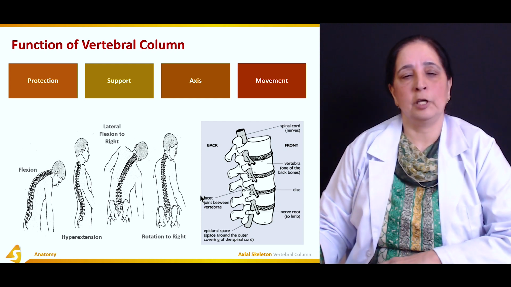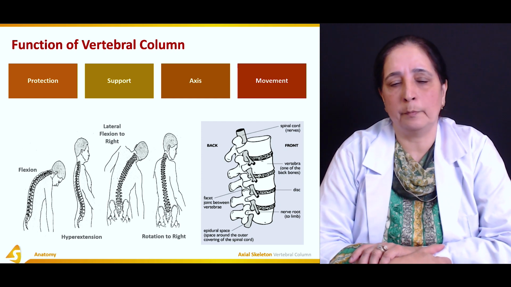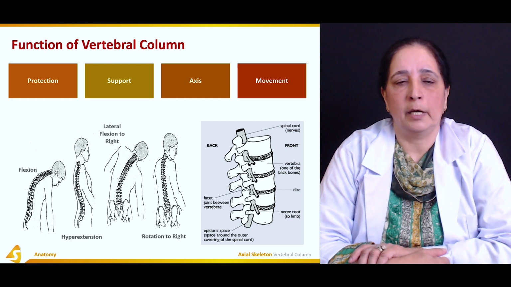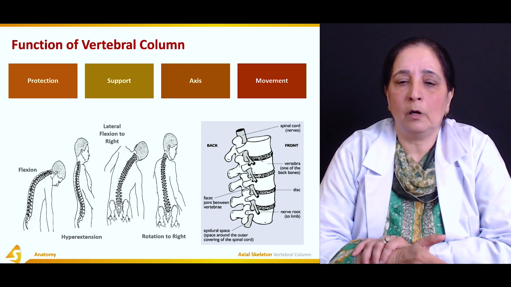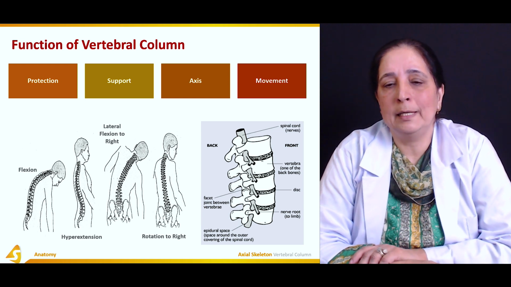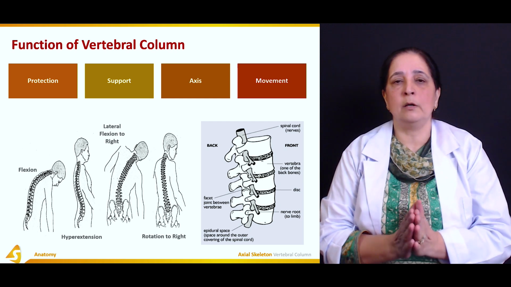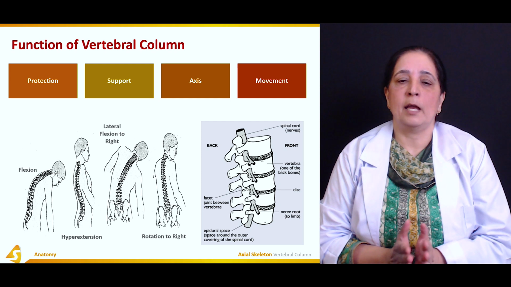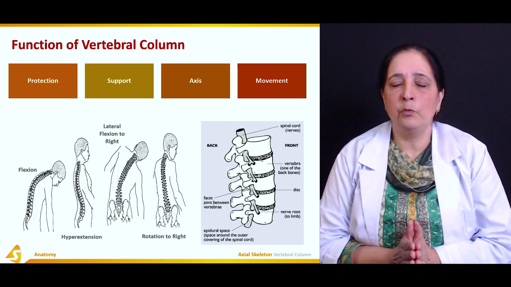Then the other function of the vertebral column is the support. It provides support to the different muscles of the body. Axis, your vertebral column, is very important for the proper alignment of the body. If the alignment of the vertebral column is not correct, we have different postural abnormalities.